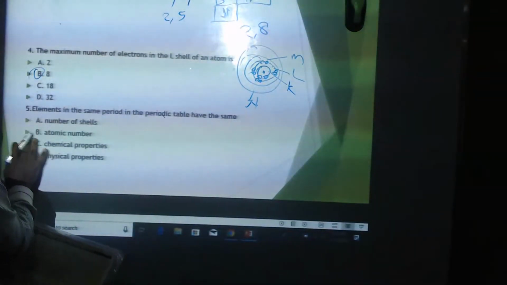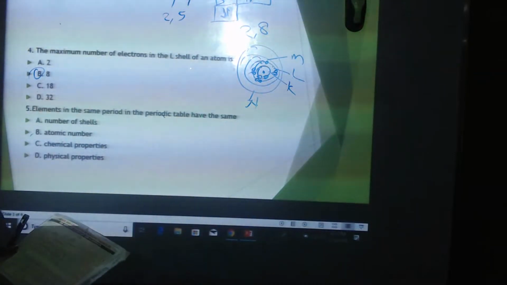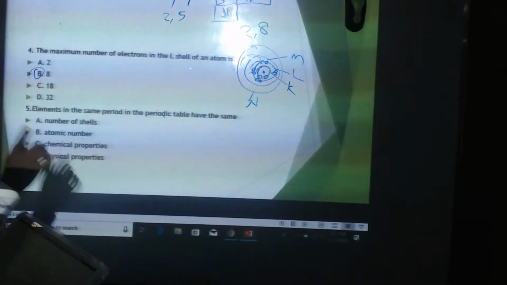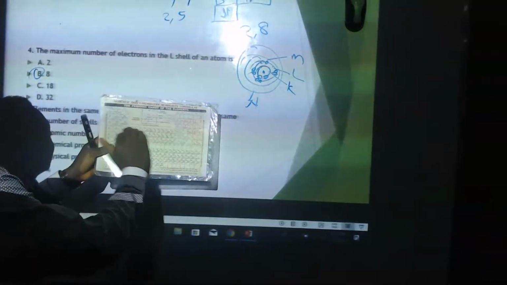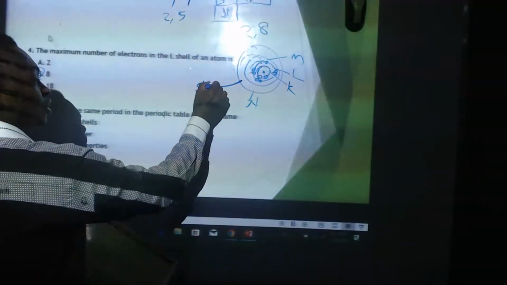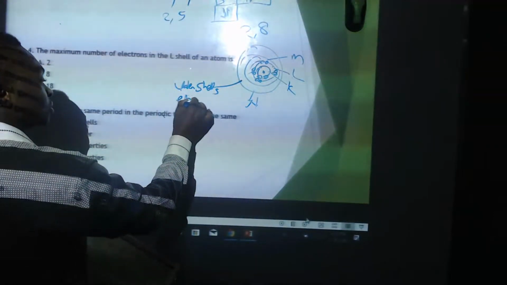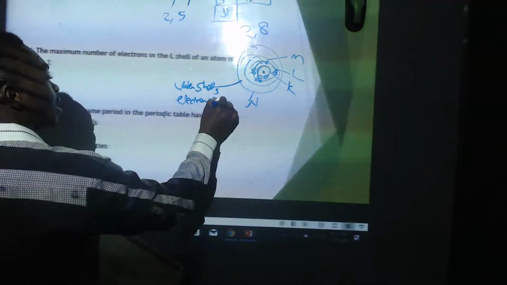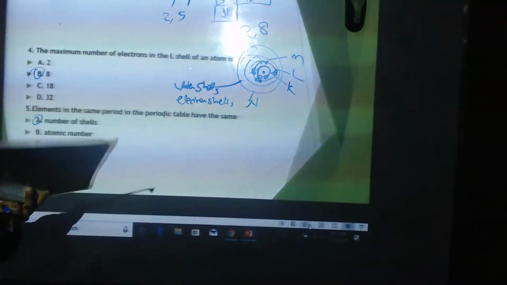Now the next question says the elements in the same period in the periodic table have the same what? Remember I told you that elements in the same period have the same number of shells. You can call it valence shell, or just electron shell. So they have the same number of shells.